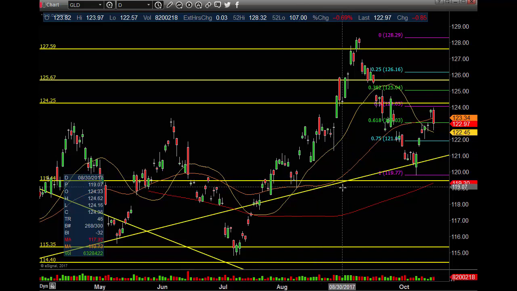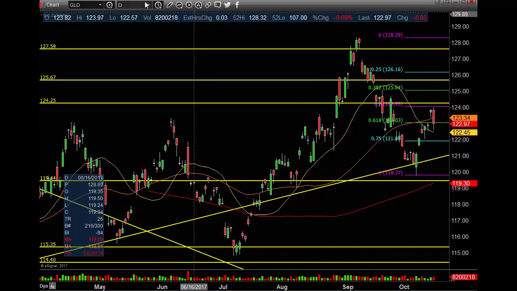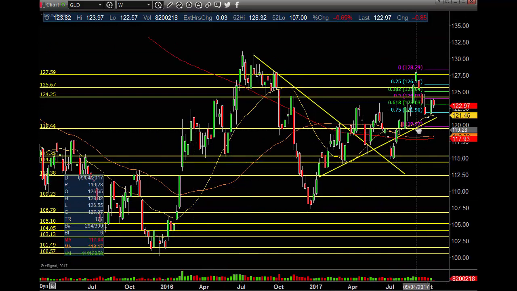All right, so gold though, guys, nice push up. Let's see where this thing ends up on Friday. This is the daily chart. Let's go to the weekly. Let's see what's going on with that. So the weekly chart, again, we're back above all the MAs. Let's see if this thing continues up.